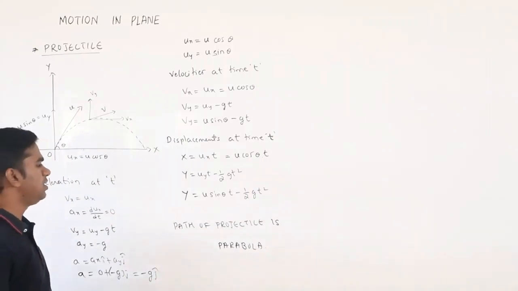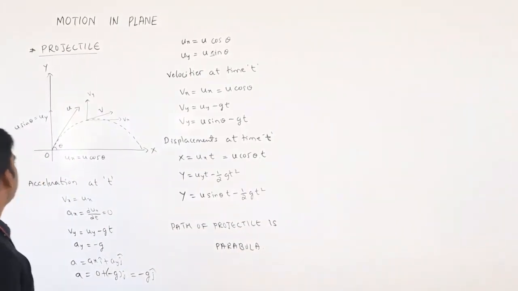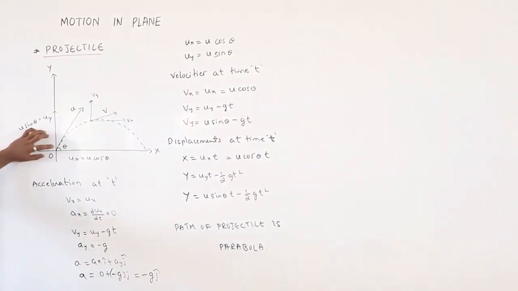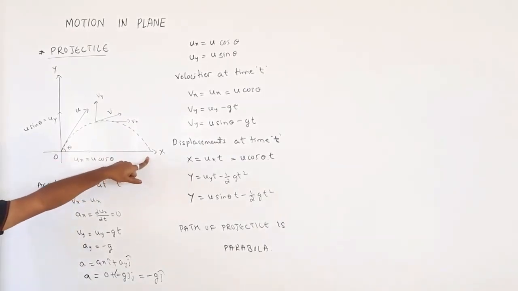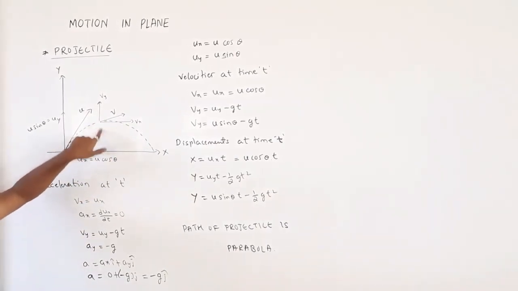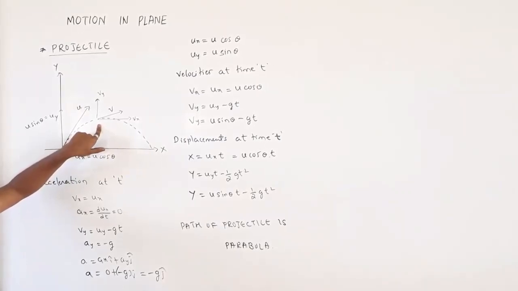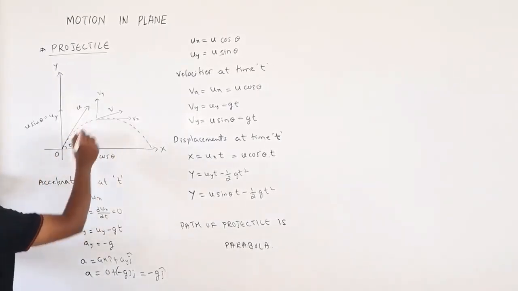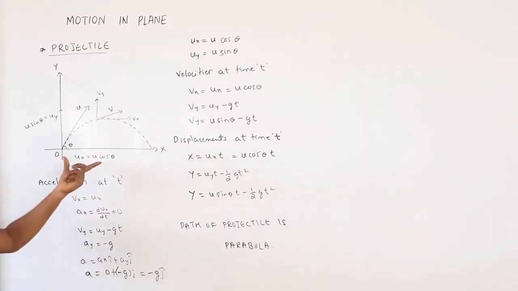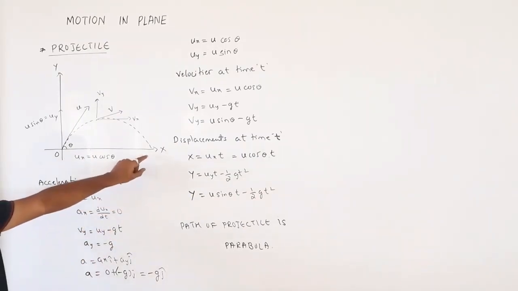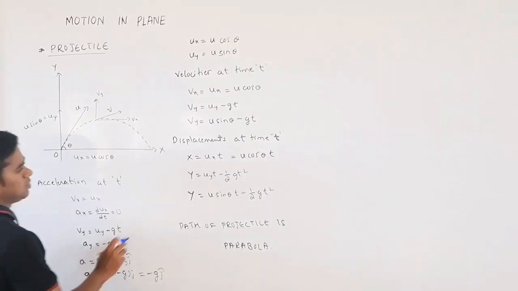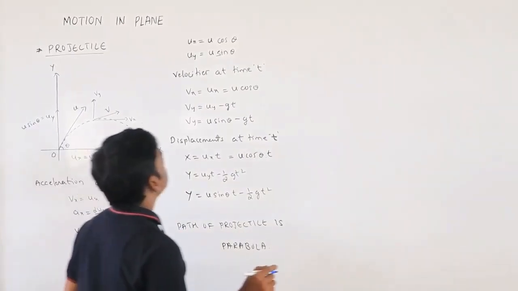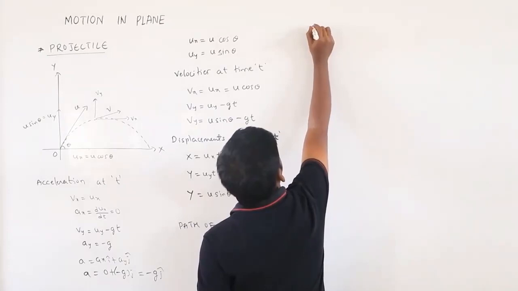So now we will go with some of the important stuff. That is, what is the time taken by the projectile to travel from here to here, or what is the maximum height attained by the projectile, or what is the horizontal distance traveled by the projectile. All these things we have to discuss now. So the first very important term is time of maximum height.